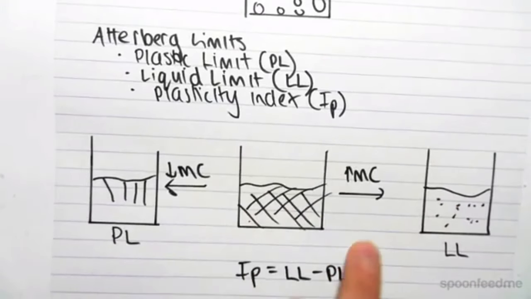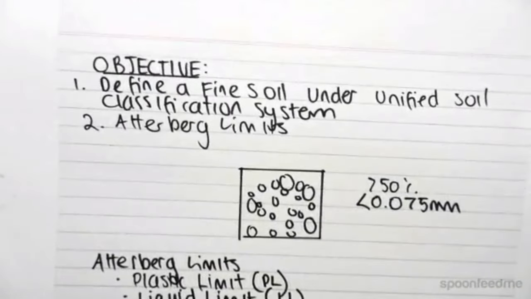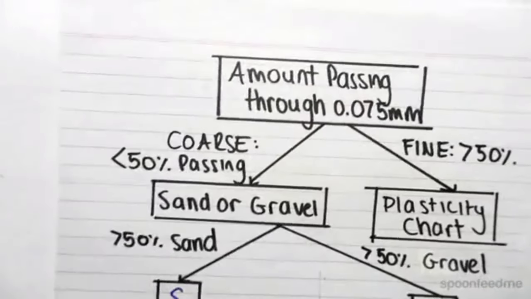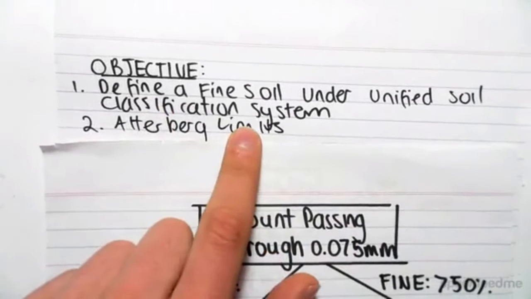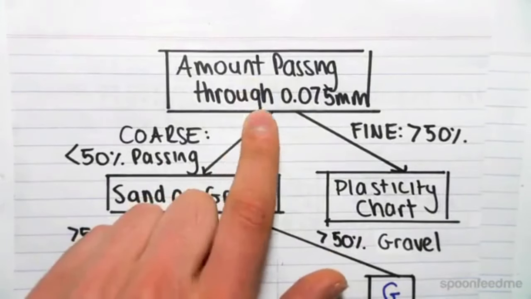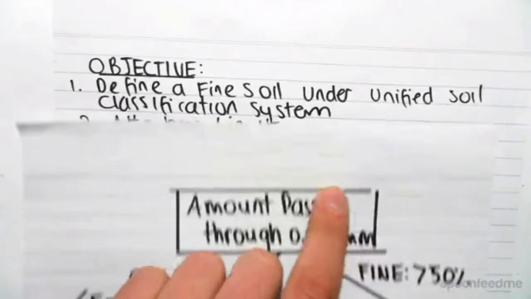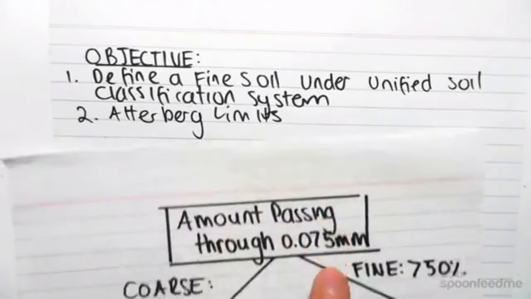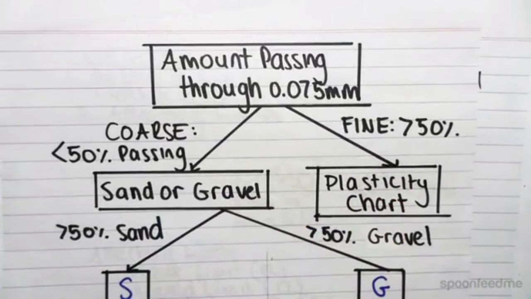We're going to be using these definitions in the next video to actually define a soil, but just quickly to summarize, we're just looking on the flowchart for a unit. So this is under the Unified Soil Classification System, which is used very broadly. The first thing on the flowchart is the amount passing through 0.075, and for a fine soil, when the majority of that is less than 0.075, we're going to come to something called a plasticity chart, which we'll see in the next video.